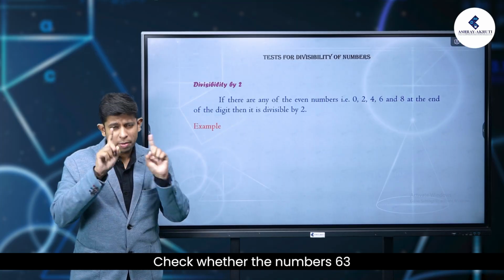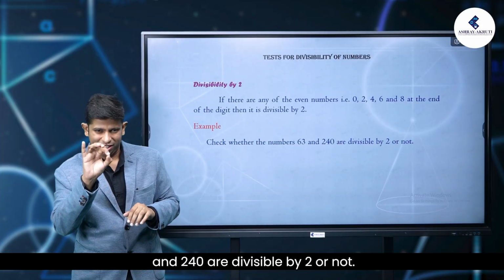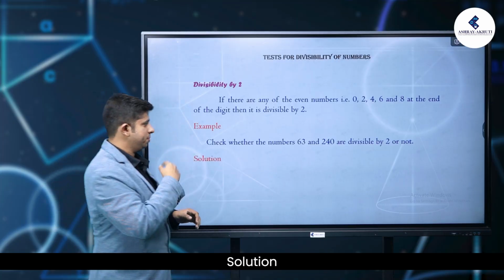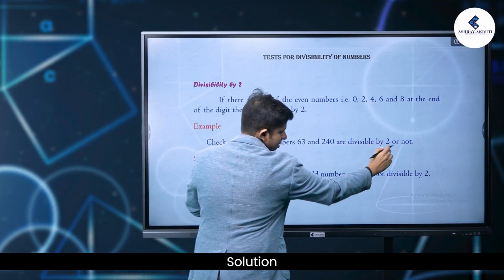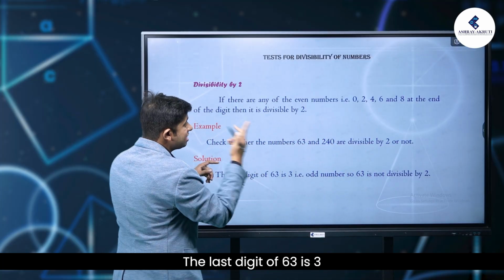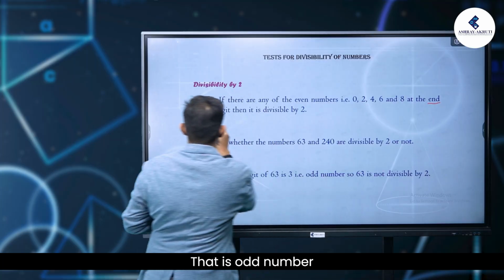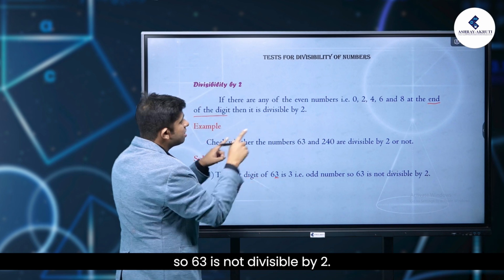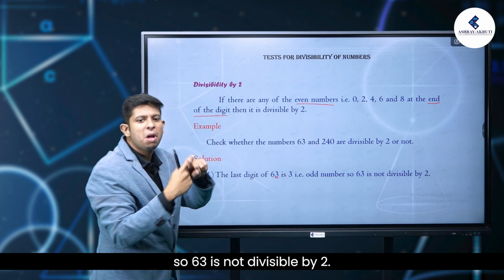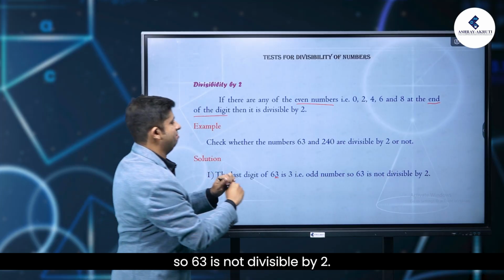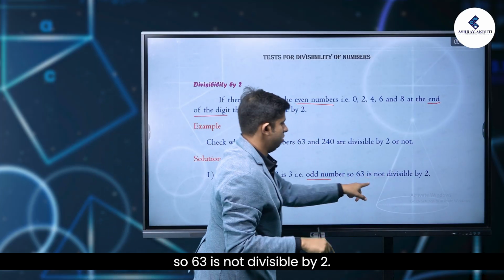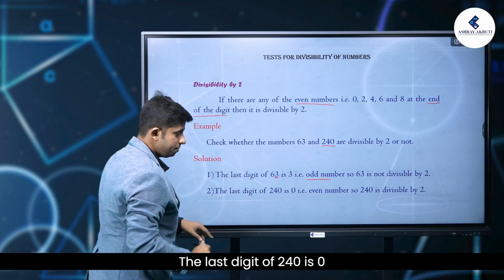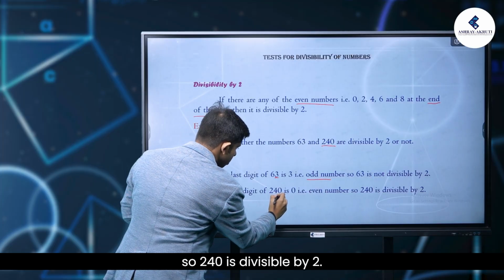Example: check whether the numbers 63 and 240 are divisible by 2 or not. Solution: the last digit of 63 is 3, that is an odd number. So 63 is not divisible by 2. The last digit of 240 is 0, that is an even number. So 240 is divisible by 2.